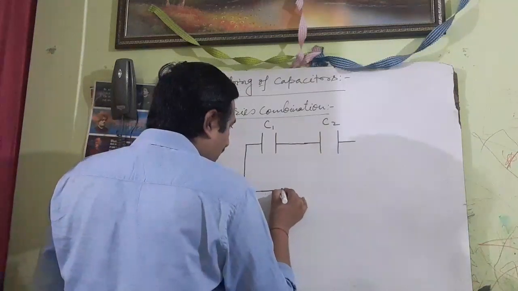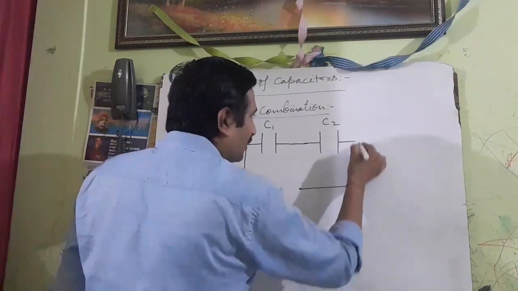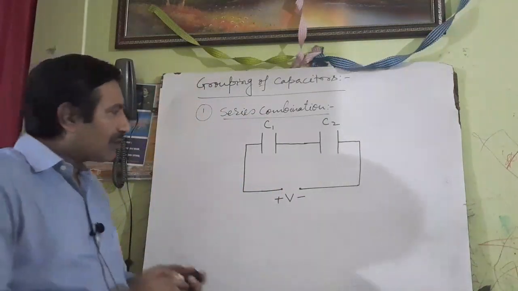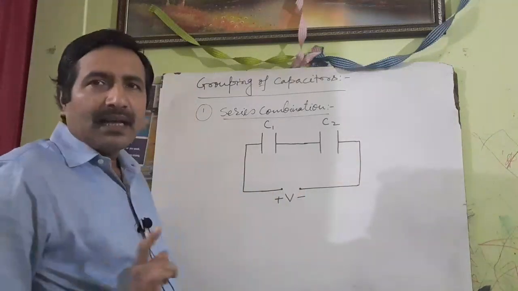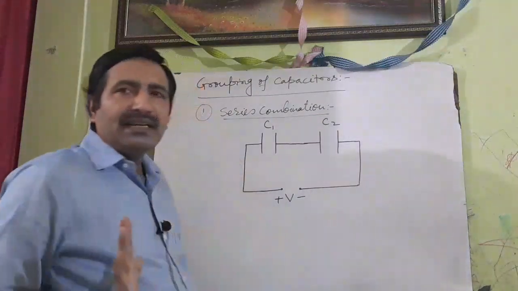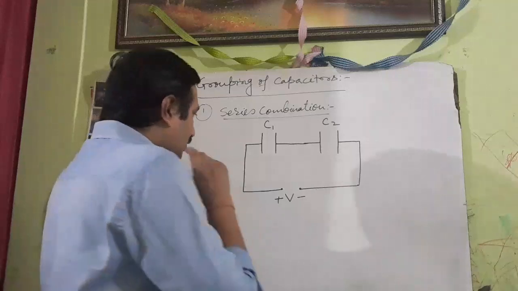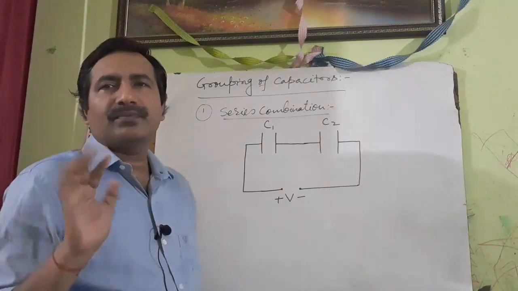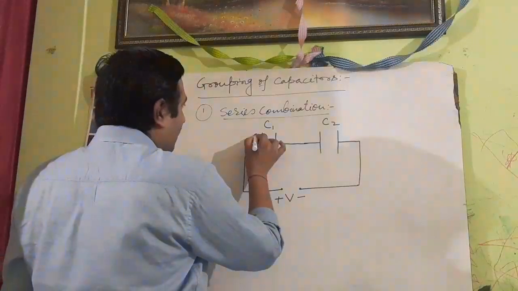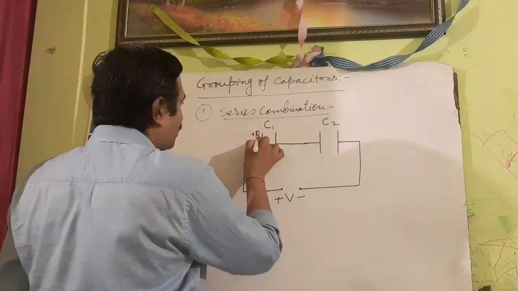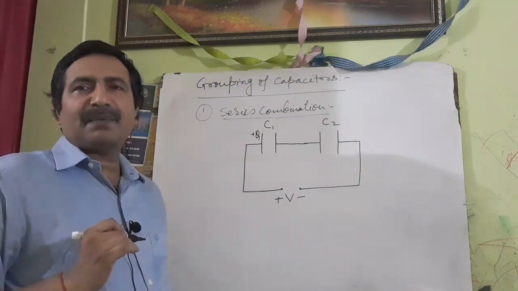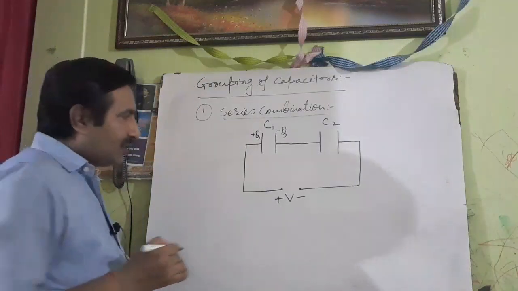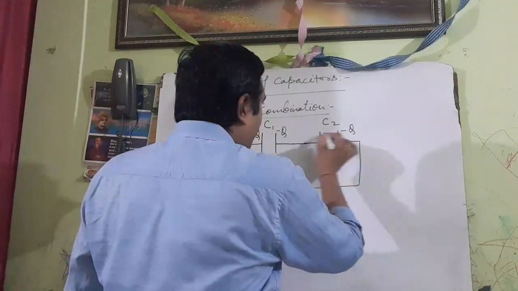Suppose this is connected to the positive potential and this is connected to the negative potential, and the potential difference between these two points is V. You can also put a cell across these two points, but I have taken potential difference V. Now see, if this plate is connected to the positive potential, then it will become positively charged. Suppose the charge on this plate is plus Q. Obviously due to induction this will be minus Q, and this will be plus Q.